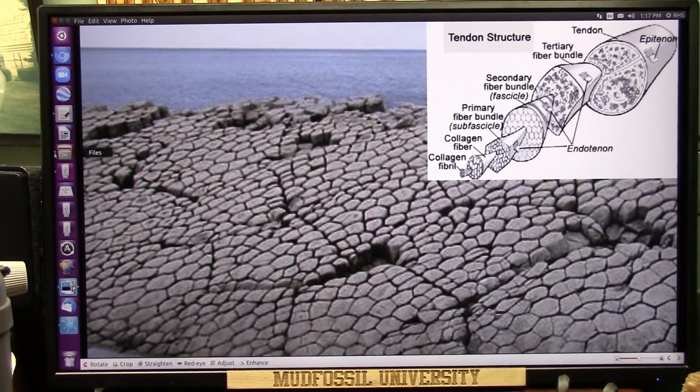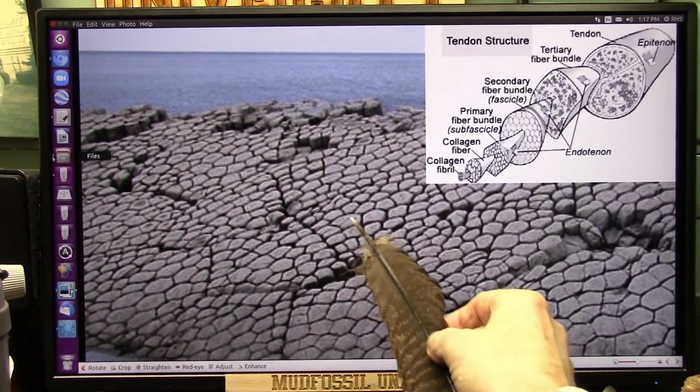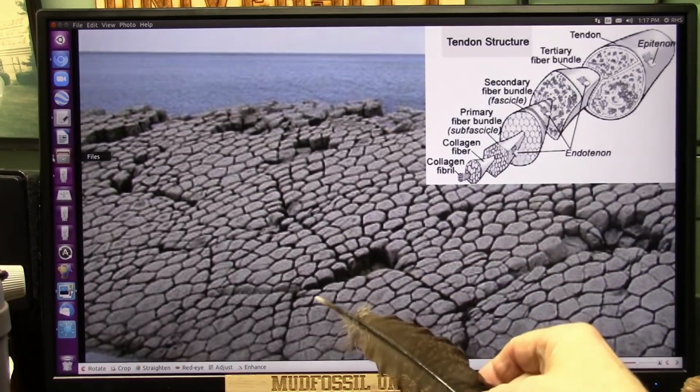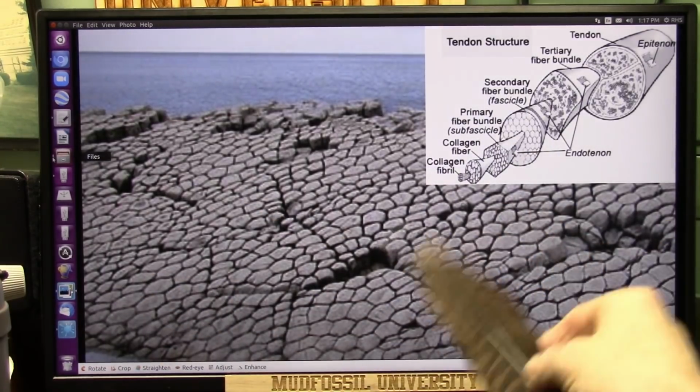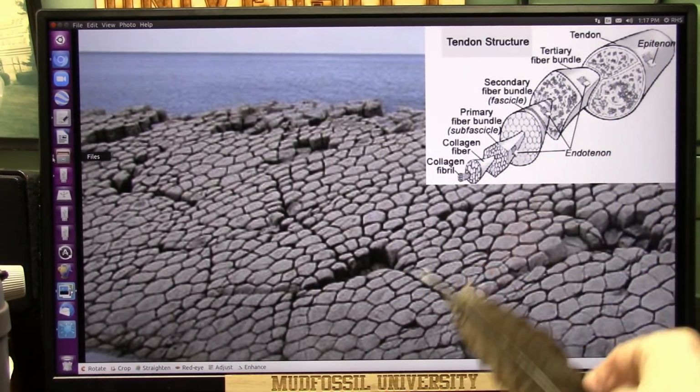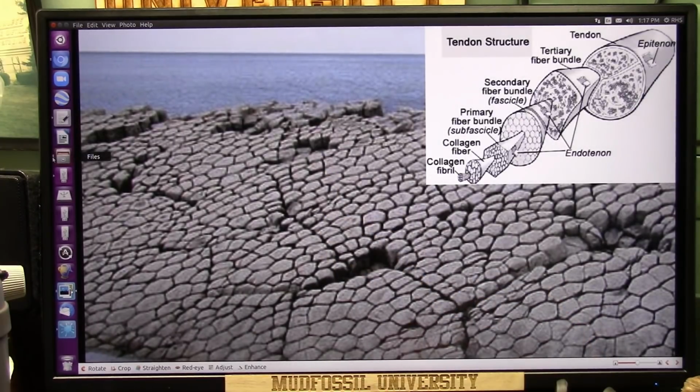Okay, I'm just going to leave you with this shot right here, which is, I don't know, what do you think it is? If you look at this, take a little time, just stop the video, and think about what you see in here. That is a tendon. And that, my friends, is a tendon as well.